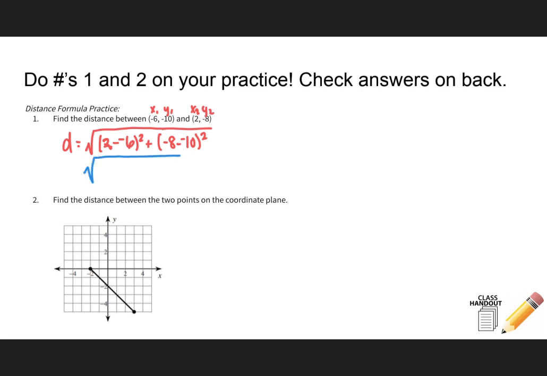So now we're going to simplify inside the parentheses. So 2 minus -6 is going to be 2 plus 6, which is 8.